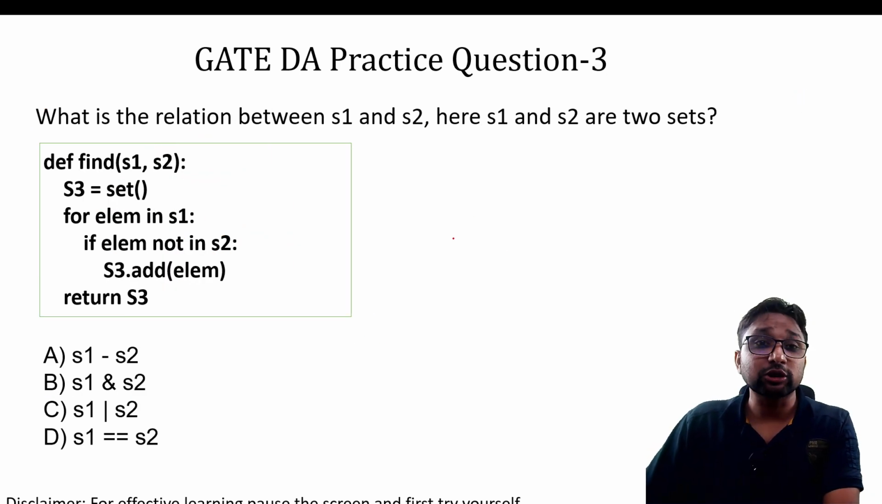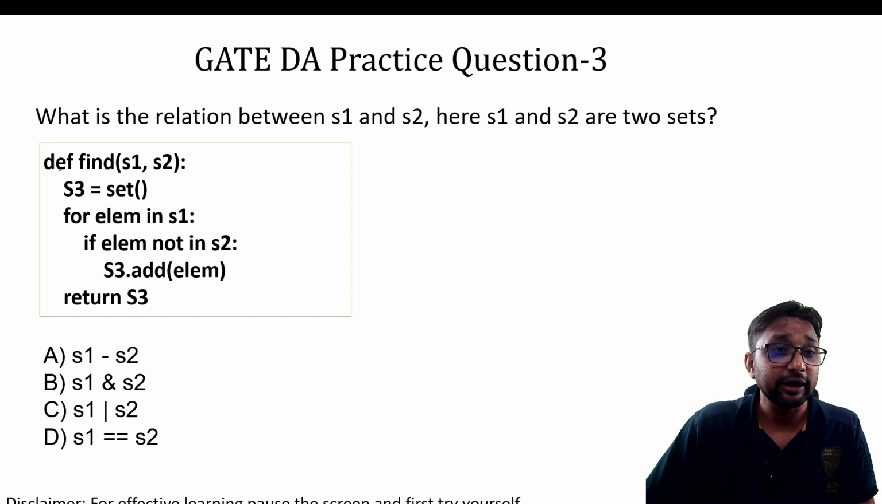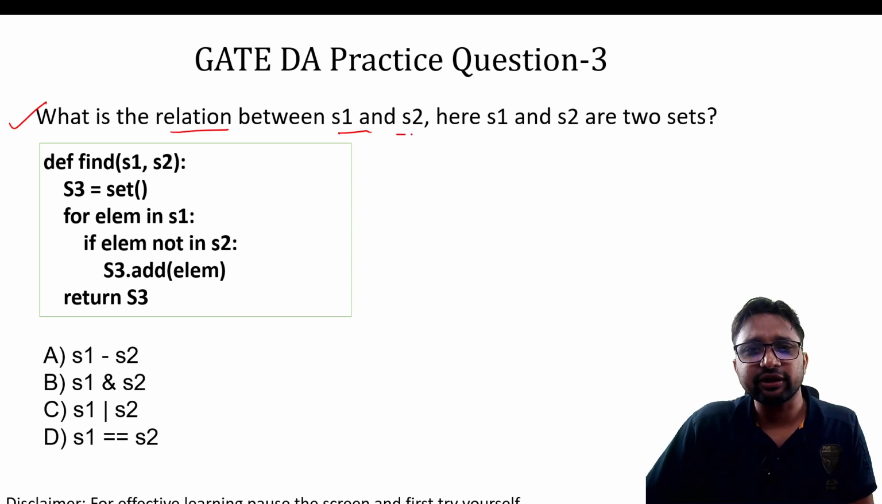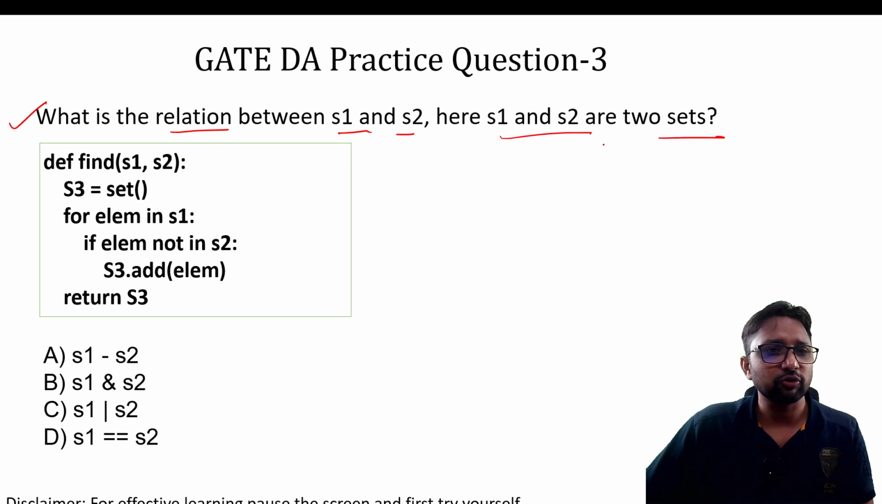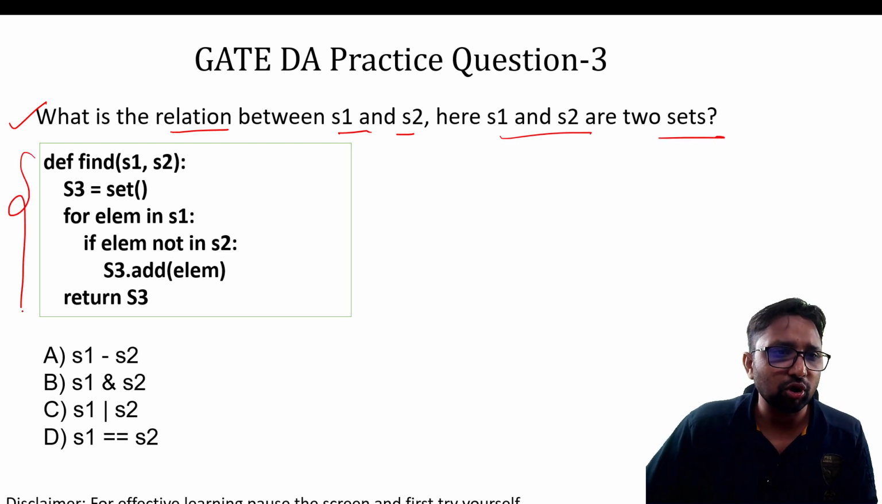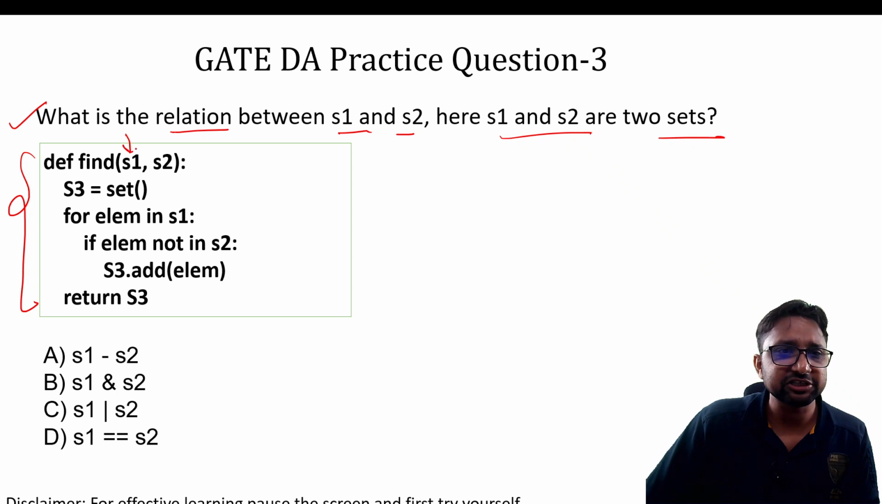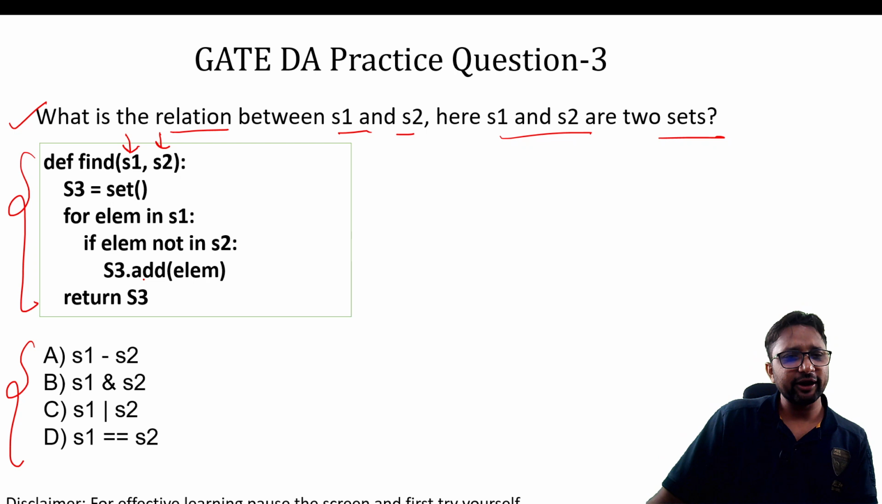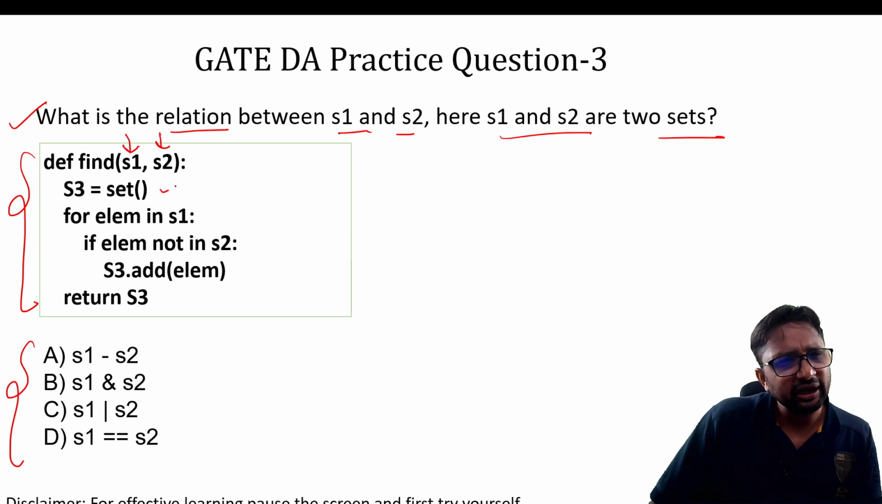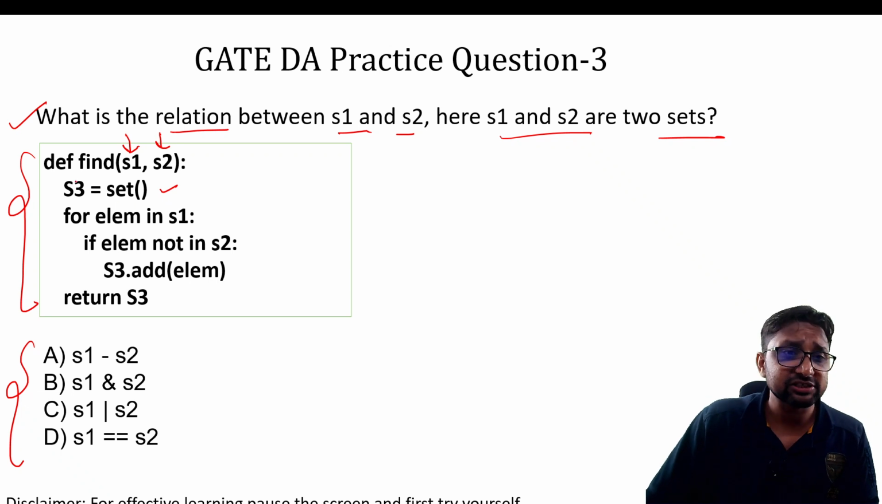Let me check out the third question over here. Let me read the problem statement. What is the relation between S1 and S2? S1 and S2 are two sets. Okay, fine. So we are given a code over here. We need to find out what is the relation between S1 and S2. So 4 relations are given and we need to find out which relation is the right relation based upon this code. So here we are defining an empty set S3.